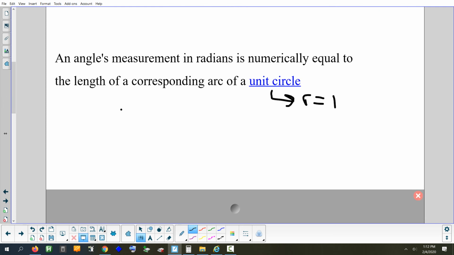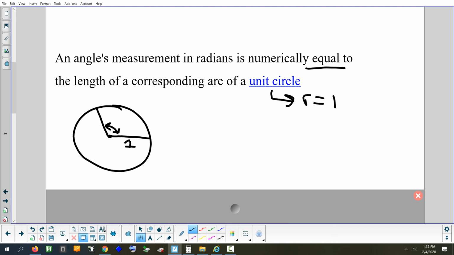All right, so let's draw a circle, make a radius, and let's call that one. One what? 1 foot, 1 inch, doesn't matter. One unit. So, let's draw that right there. So, look at what it says. It says that if you were to measure this angle from here to here in radians, it would be the same as something else in that picture. It would be the same as the length of the arc. Right there. So let's say that that angle was 2 radians, and this was 1 inch.